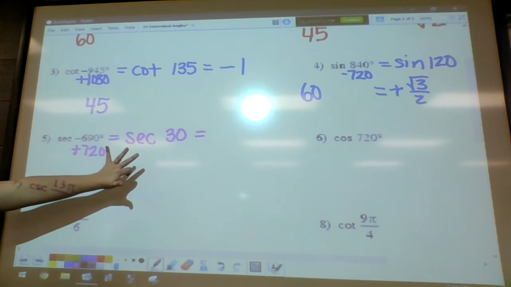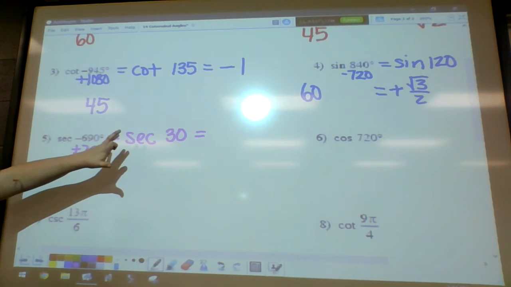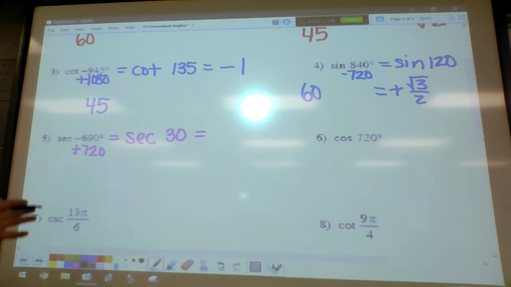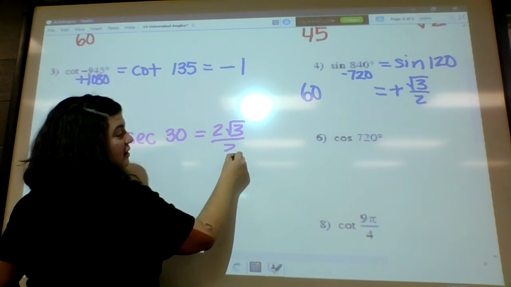30 degrees is this one, right? And so secant is the reciprocal of cosine. So the reciprocal of square root of 3 over 2. So 2 over the square root of 3. Rationalize: 2 square root of 3 over 3.